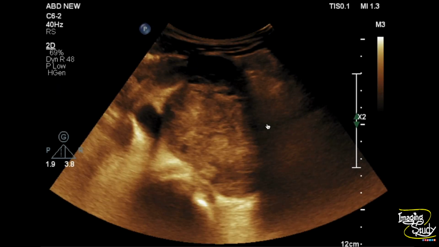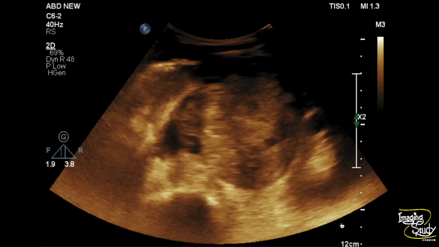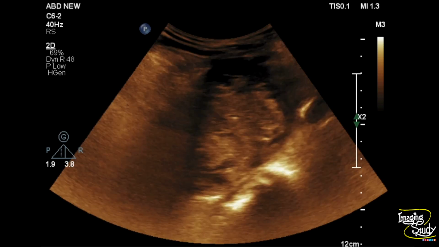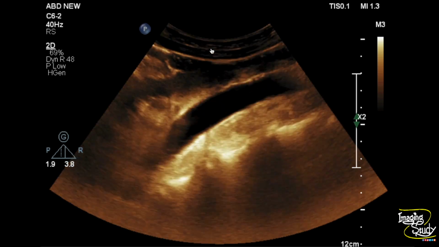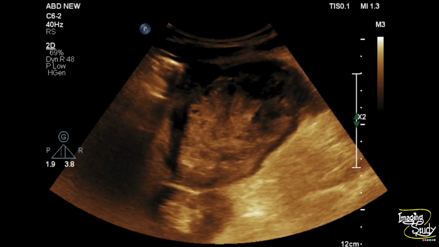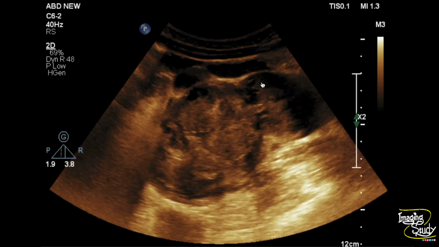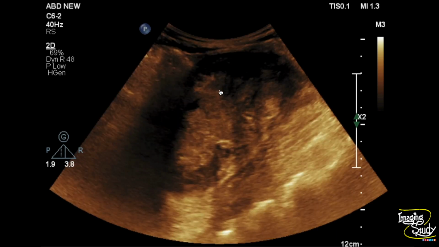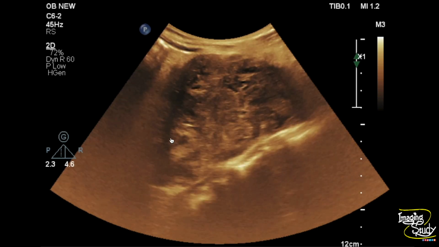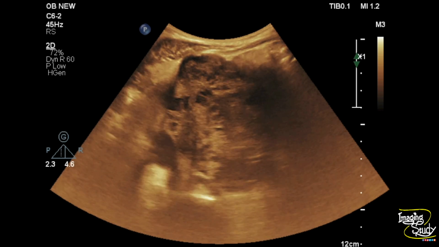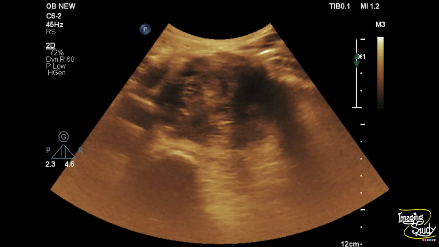Here you can see a fairly large heterogeneous mass at the left lumbar region adjacent to the aorta. Here you can see the glimpse of aorta. This mass is adherent to adjacent bowel, however, there was no communication seen with the bowel lumen. The mass is well defined and you can see multiple anechoic cystic spaces within indicating the internal necrosis. There is no internal calcification seen.